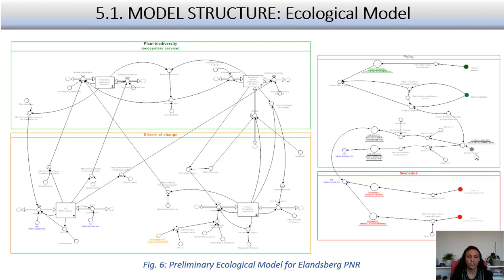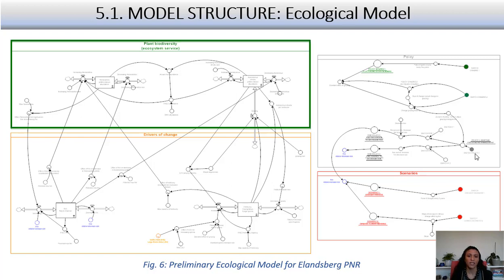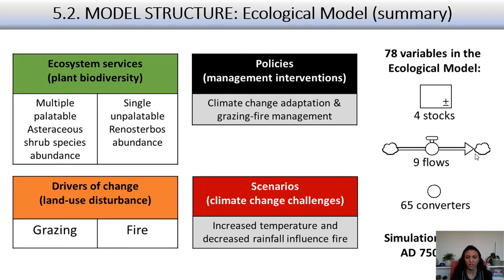So this is just a snapshot of the simulation model structure. Basically, I am looking at two stocks, which include the Asteraceous shrub pollen and the Rhinoceros pollen, and how drivers of change influence these stocks, which is fire and grazing. So to summarize, there are 78 variables in this model, not a very big model: 4 stocks, 9 flows, and 65 converters.